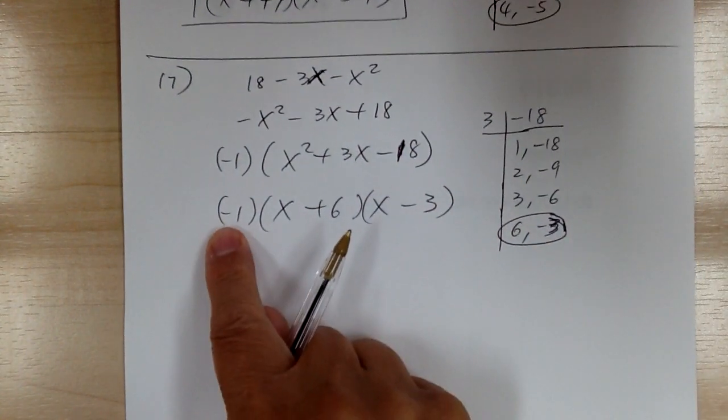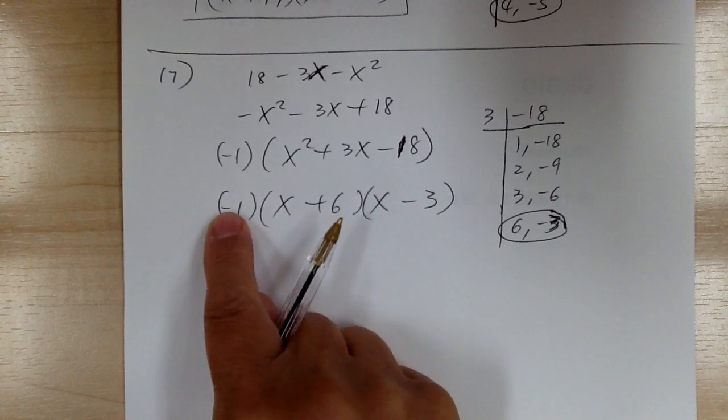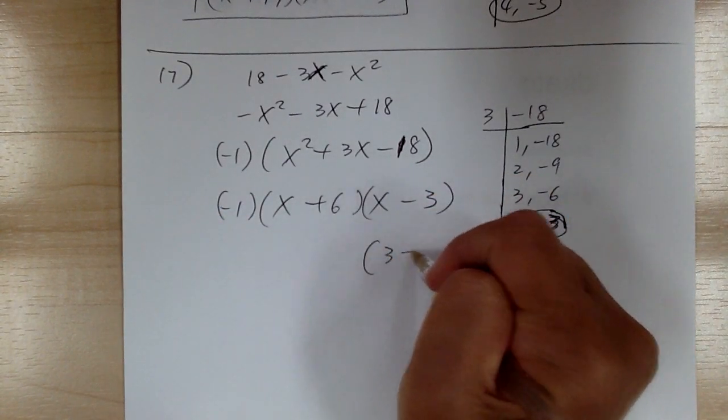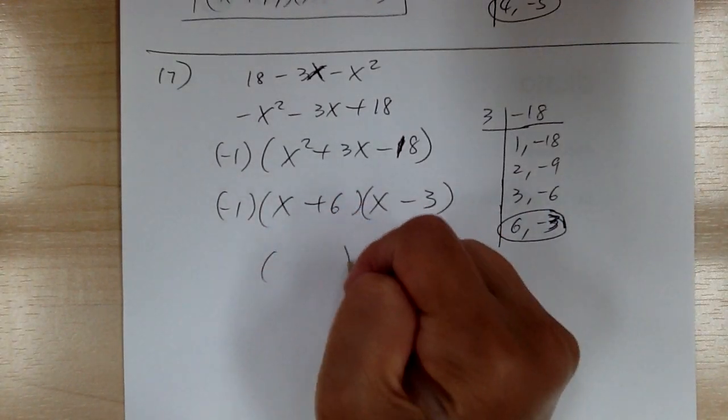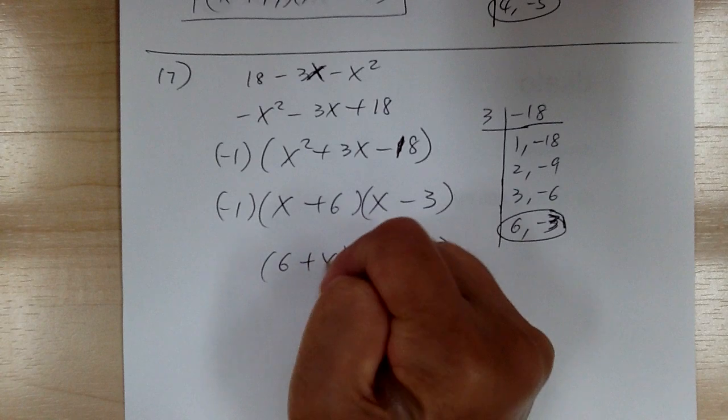But again, you don't want to have a negative 1 hanging around in the front. So you're going to use the negative to switch that. So you're going to get 3 minus x. Now, because you put x in the back, you want to be consistent. So you want to switch this, so make it 6 plus x.